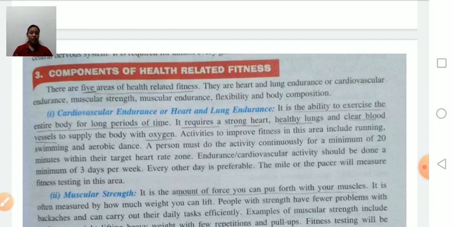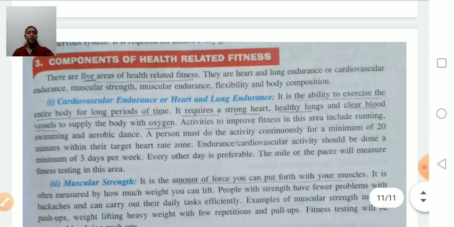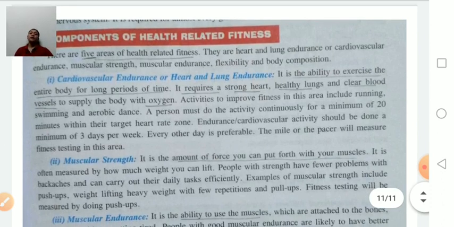The mile run or the pace will be measured in fitness testing in this area. Cardiovascular endurance means the ability of your heart and lungs to supply oxygen-rich blood to the working muscles so that they can produce energy. For this you need a strong heart, lungs, and pure blood, and this can be improved if you do physical activity.